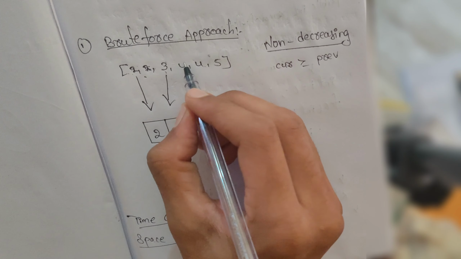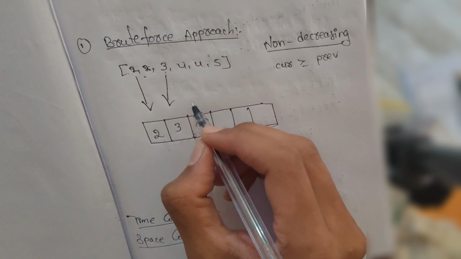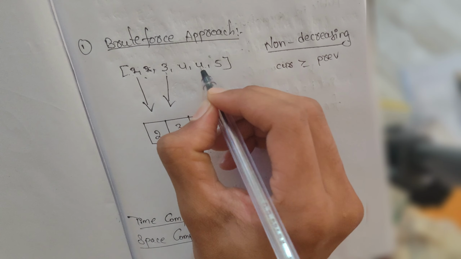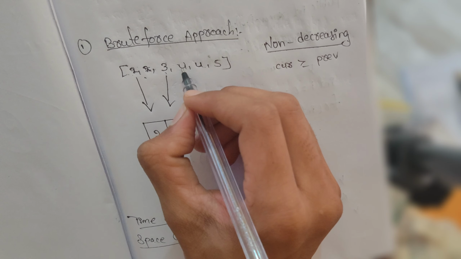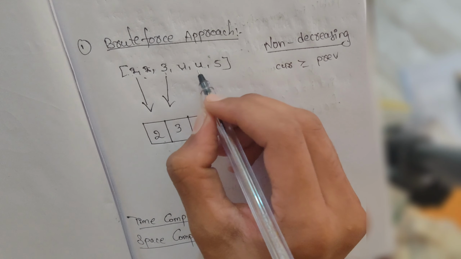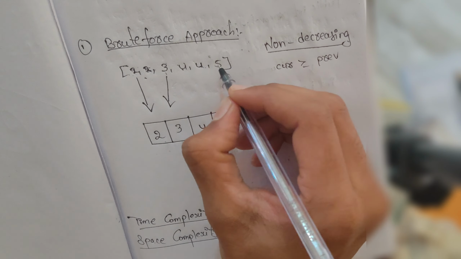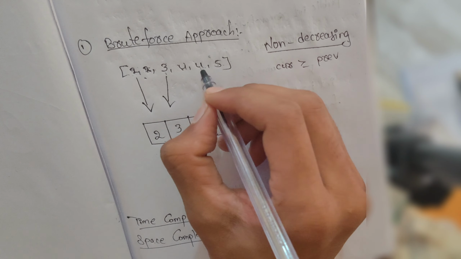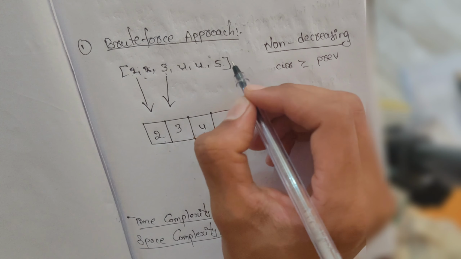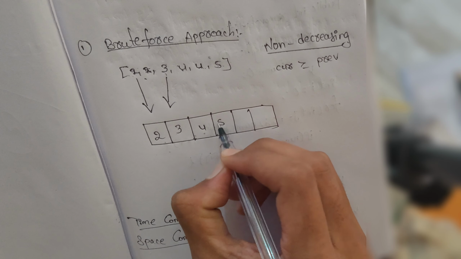Okay. Now 4. So 4 and 3 are not equal, right? So I am placing 4. Now compare this 4 with the previous 4. So the current 4 is equal to the previous 4, right? Yes, it is equal. So we should not place 4 again. Now coming to this element, compare 5 with the previous element. The previous element is 4 and the current element is 5, both are not equal to each other. So we have to place 5 here.